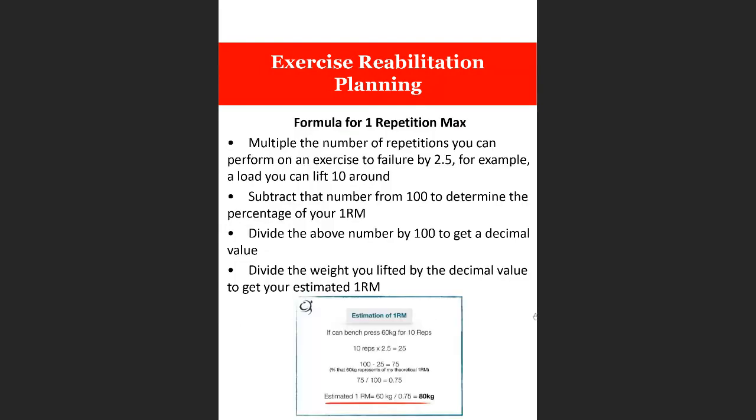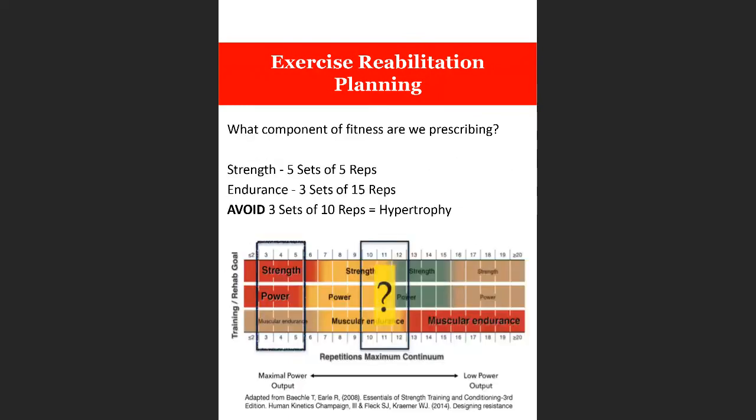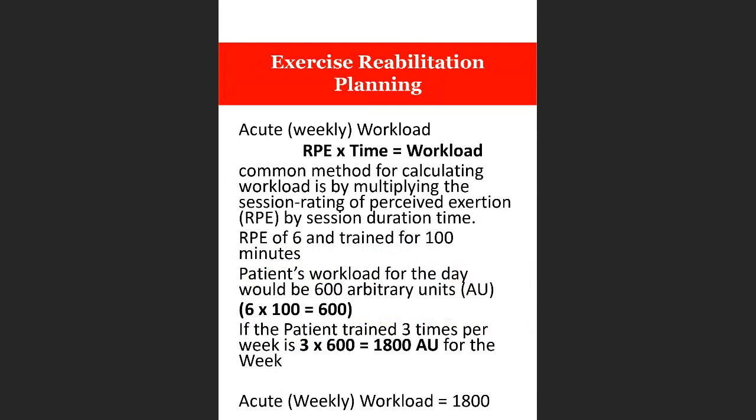Okay, we've got our formula for 1 repetition max. We can work out our 1 repetition max from our 10 repetition max, because 1 repetition max we probably wouldn't be doing with our elderly or injured personnel, but we could do something that's sub-maximal and get the same result. We've got to make sure that we're giving the correct rep range for the component of fitness that we want to do. We don't want to be prescribing 3 sets of 10 for hypertrophy because we're not bodybuilders, we're physiotherapists. We're not interested in building muscle, we're interested in building components of fitness.